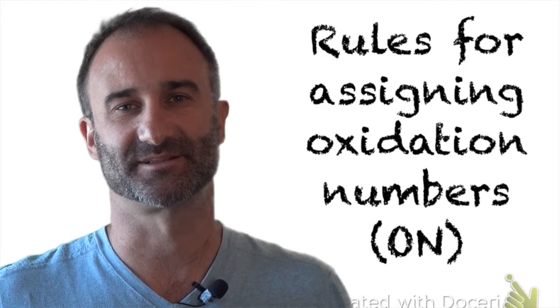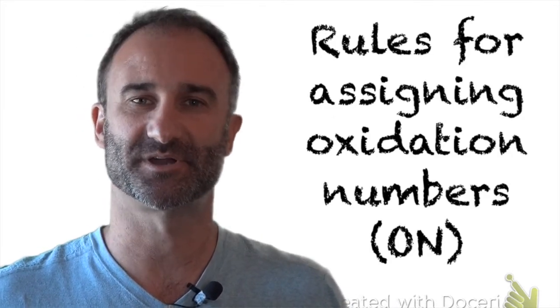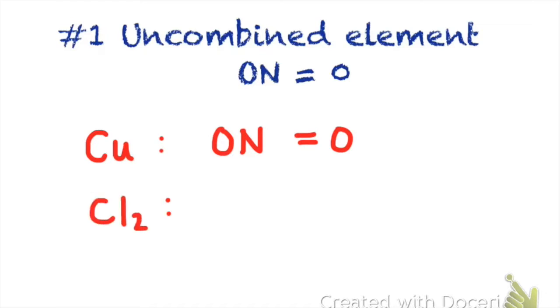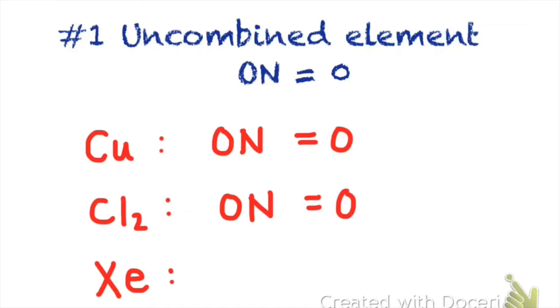There are 5 simple rules that will help you to determine oxidation numbers. We'll go through them one by one. Rule number 1. Uncombined elements have an oxidation number equal to 0. So, for example, if we take just pure elemental copper, it's uncombined, hasn't reacted with anything, and so its oxidation number is 0. Another example, chlorine. Notice it's a diatomic molecule, but it hasn't combined with another element, and so its oxidation number also is simply 0. Xenon, again, uncombined element, I think you've got it by now, the oxidation number is 0.